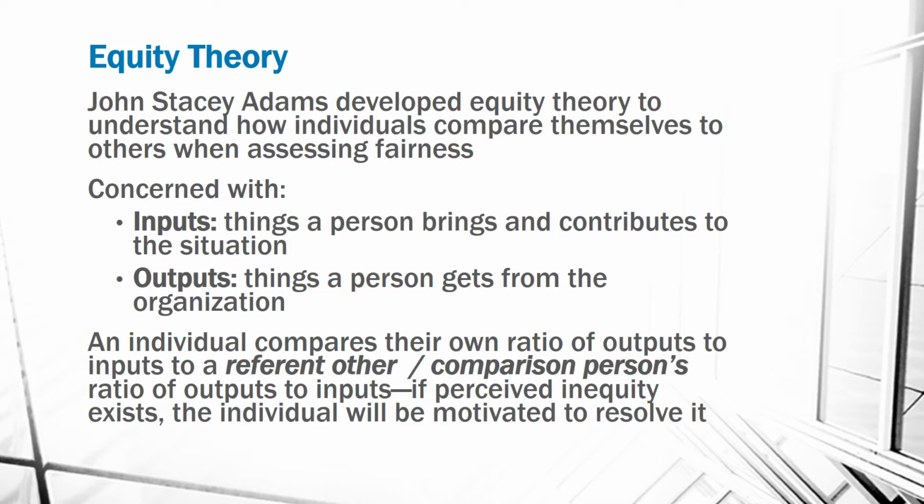Now that you understand a little bit about dissonance theory, let me tell you about equity theory. Equity theory refers to the comparison that individuals make to determine if what they are receiving is fair compared to the amount that they are giving. Inputs are things that the person brings to and contributes to the situation, such as education, experience, time, and effort. Outcomes or outputs are things that the person gets from the organization, such as recognition, pay, or a promotion.